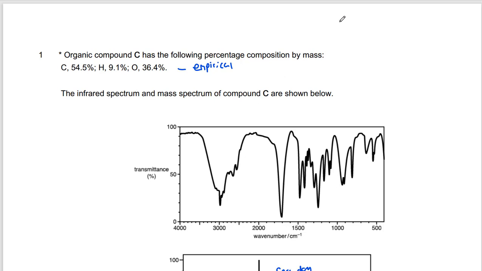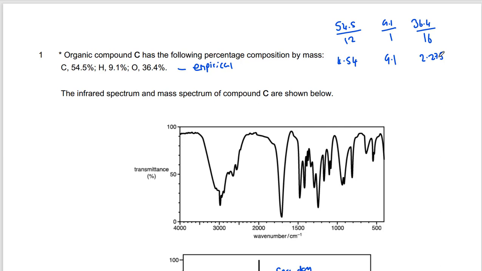Same method as normal. Okay, we're going to divide. So we're going to assume the percentages equate to grams out of 100. Divide 54.5 by 12, 9.1 by 1, and 36.4 by 16. I can tell you for nothing that equals 9.1. The other two are going to be slightly harder. 54.5 over 12 is 4.54, something, something, something. And the oxygen, 36.4 over 16 is 2.275.